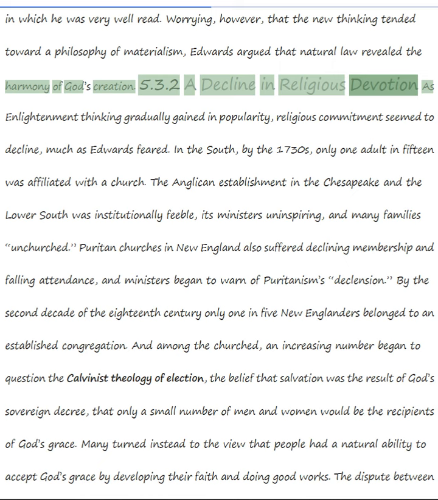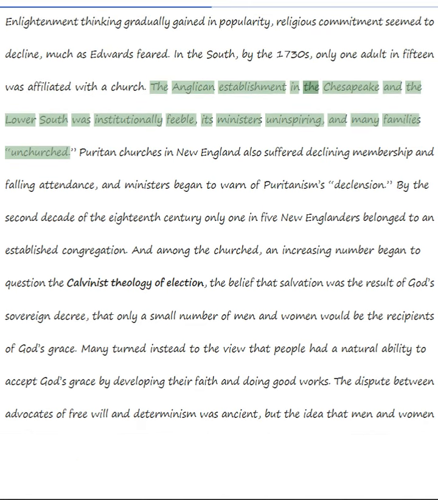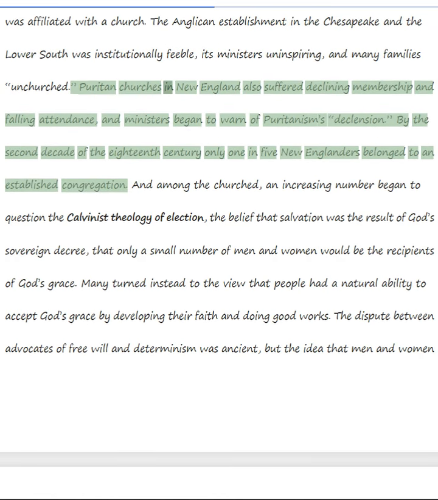5.3.2 A decline in religious devotion. As Enlightenment thinking gradually gained in popularity, religious commitment seemed to decline, much as Edwards feared. In the South, by the 1730s, only one adult in 15 was affiliated with a church. The Anglican establishment in the Chesapeake and the Lower South was institutionally feeble, its ministers uninspiring, and many families unchurched. Puritan churches in New England also suffered declining membership and falling attendance, and ministers began to warn of Puritanism's declension. By the second decade of the 18th century, only 1 in 5 New Englanders belonged to an established congregation.